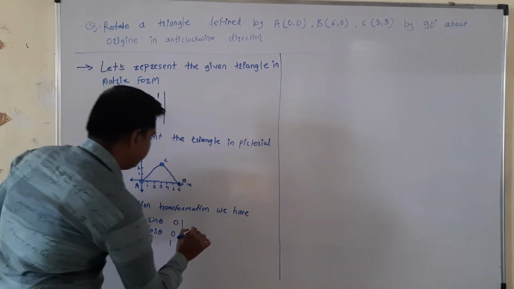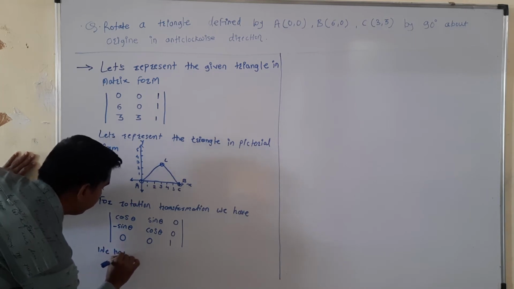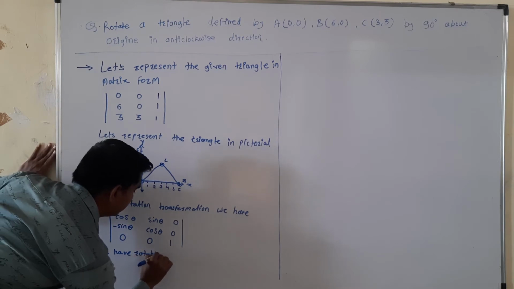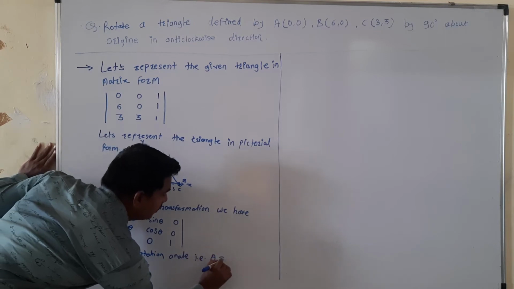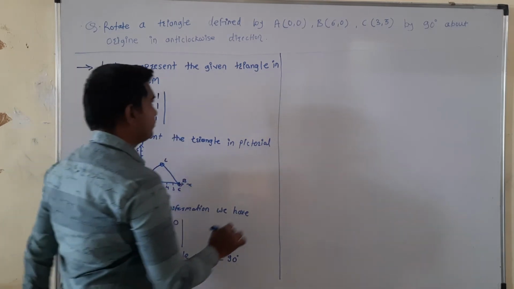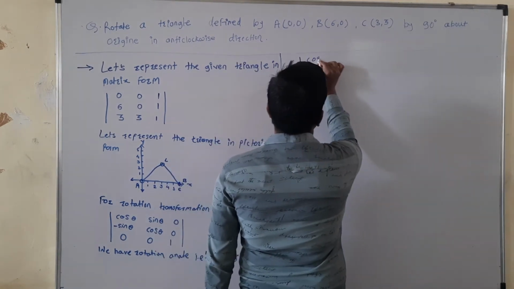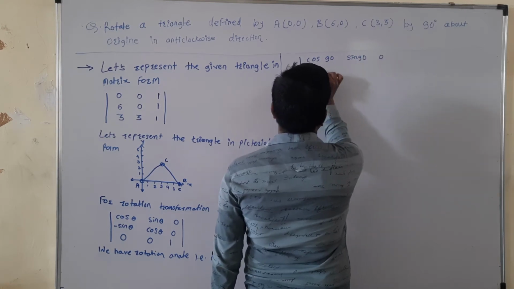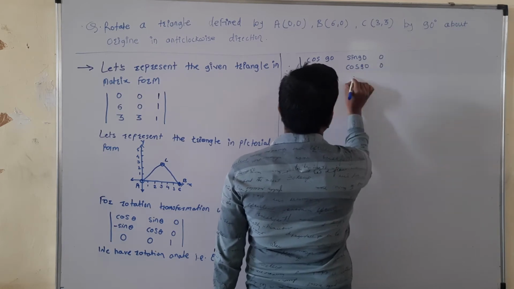Here we have the rotation angle, that is theta, equal to 90 degrees. Therefore, the rotation matrix will become cos 90, sin 90, 0, minus sin 90, cos 90, 0, and 0, 0, 1.